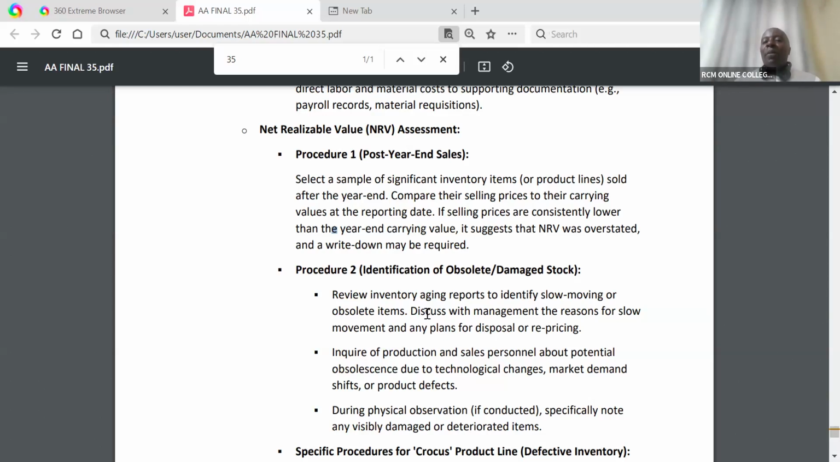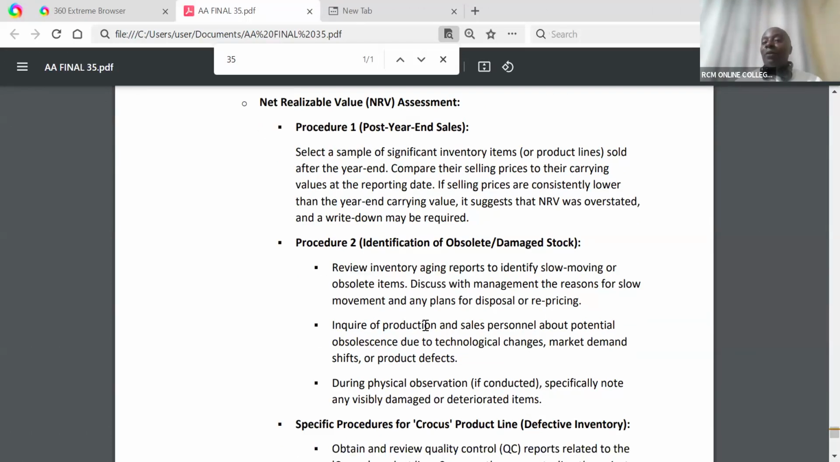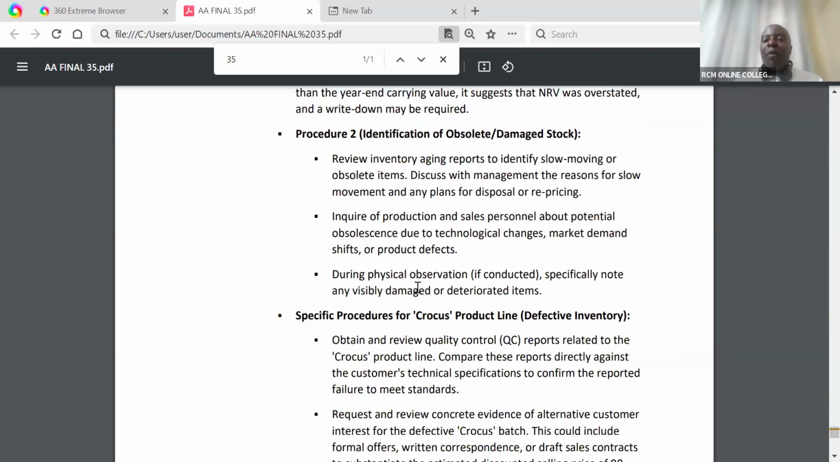Discuss, because auditing is all about talking. It's all about inquiries. Discuss with management the reasons for slow movement and any plans for disposal or repricing. They have to reduce price. Inquire of production and sales personnel about potential obsolescence due to technological changes, market demand shifts, or product defects. Ladies and gentlemen, you are dealing with copy typewriters. Obsolete. I will have to know the policy of management. During physical observation, if conducted, specifically note any visibly damaged or deteriorated items.